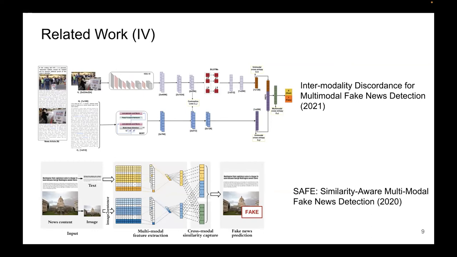So Zhao came up with a method called SAFE, similarity-aware multimodal fake news detection, where they leverage the relationship between text and images. Another study by Singhal and the team came up with a method that leverages the information from the text and multiple images associated with it.